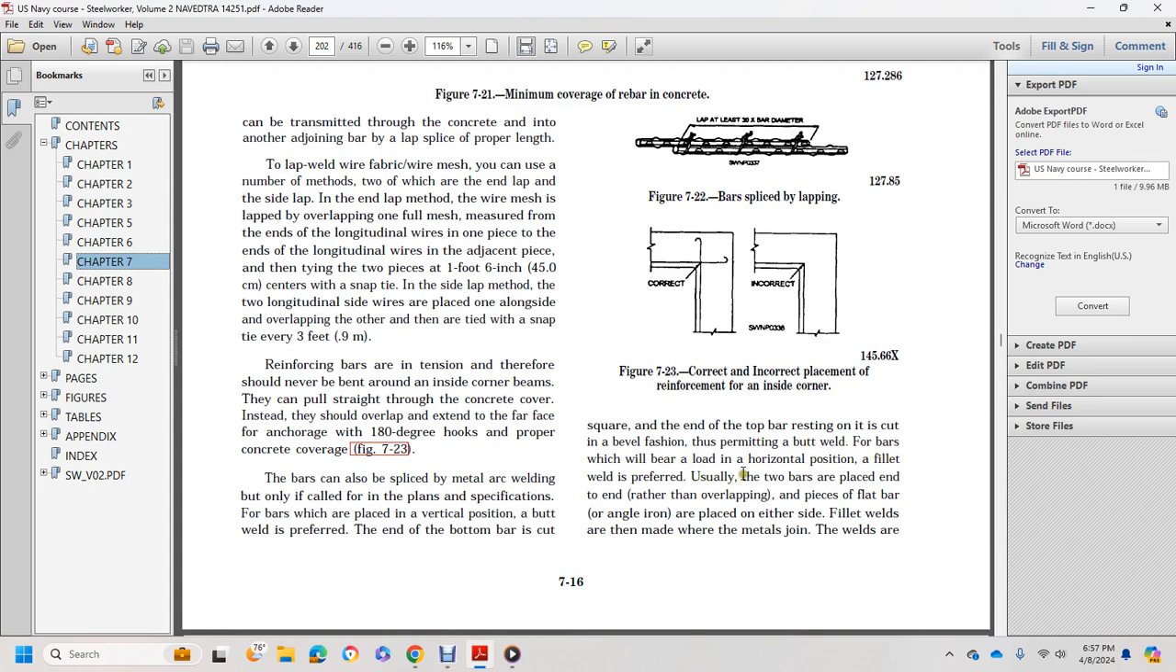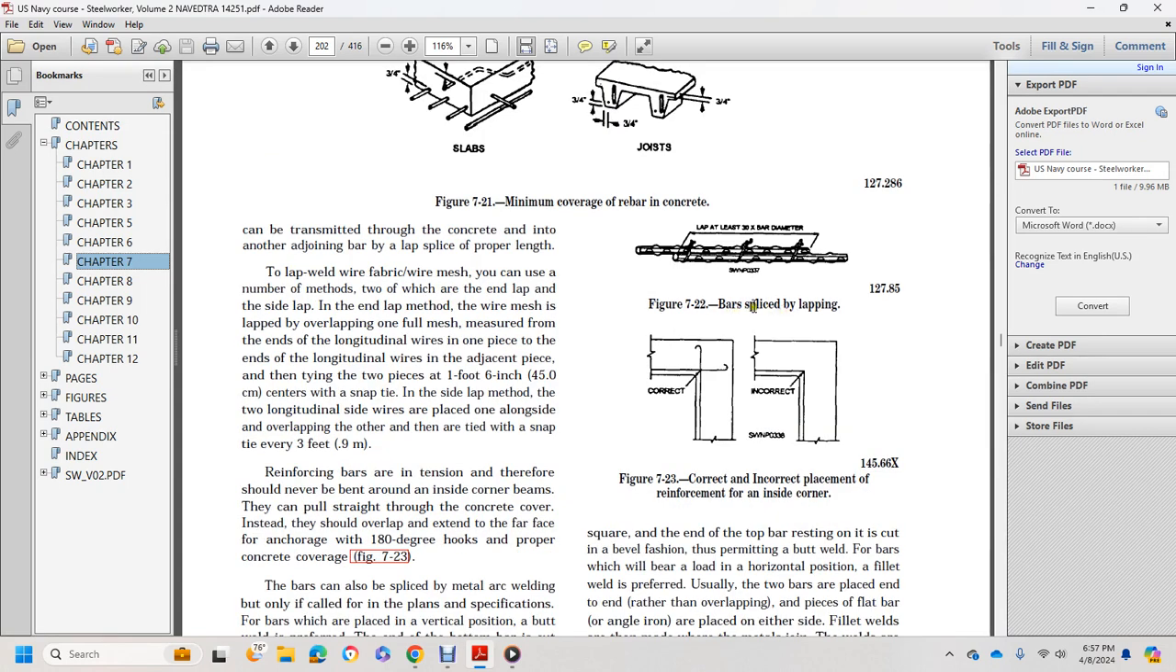Fillet weld is preferred. Usually 2 bars will be placed end to end rather than overlapping. Place the flat bars with the angle iron on either side. Fillet welds are then made with the metal joints. Figure 722 shows bars spliced with a lap of at least 3 bar diameters. Figure 723 shows the correct and incorrect reinforcement at an inside corner.